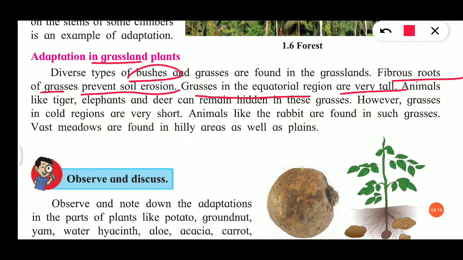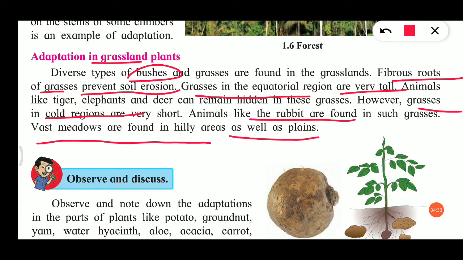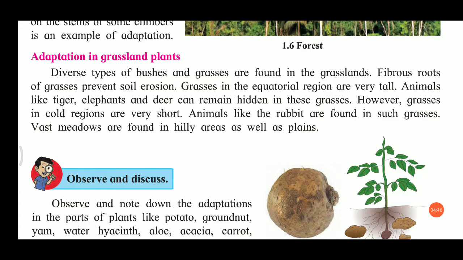Animals like tiger, elephant and deer can remain hidden in these grasses. Which animals can stay hidden there? Tiger, elephant, deer. However, grasses in cold regions are very short. In cold regions, the height of grass is very short. Animals like rabbit are found in such grasses. Vast meadows are found in hilly areas as well as plains. Vast meadows means grassy areas that we can find in hilly areas and plains. So we get this information about the grassland plants and their adaptation.